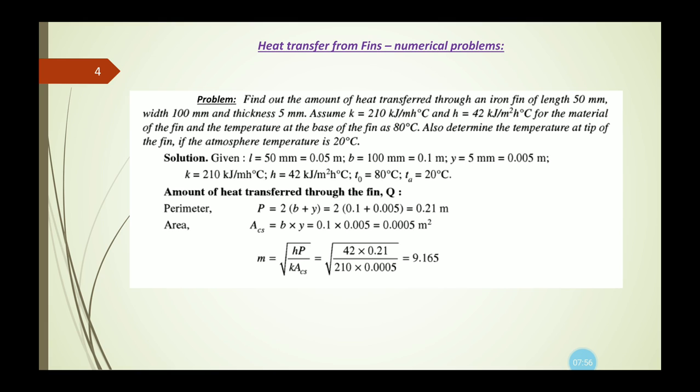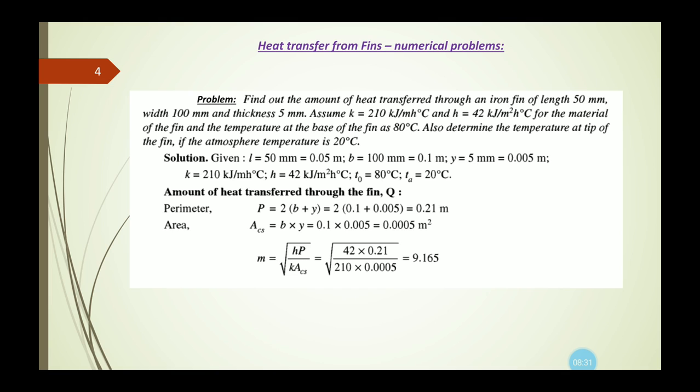Now first we need to calculate the amount of heat transferred through the fin, which is Q. For that we first need to calculate the perimeter of this fin. The formula for the perimeter is P equals 2 into b plus y. This b and y are given in this numerical, so we can calculate the perimeter, which is 0.21 meter. Now the cross sectional area is b into y, breadth into thickness, which we calculate as 0.0005 meter square.